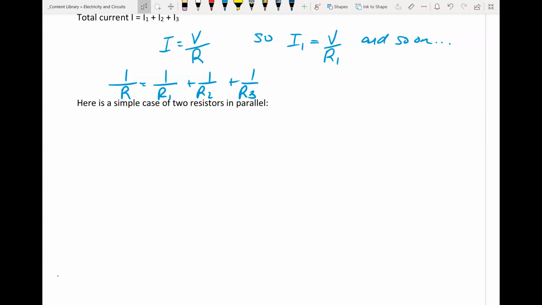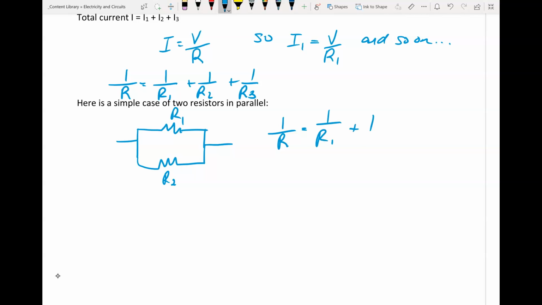So for drawing another case where we have 2 resistors in a parallel circuit, this one is R1 and this is R2, we know the relationship of the rate at which the current passes through is going to be 1 over R is equal to 1 over R1 plus 1 over R2. And if we want to solve for R, in this case, it would be 1 over R1 plus 1 over R2, but inversed.